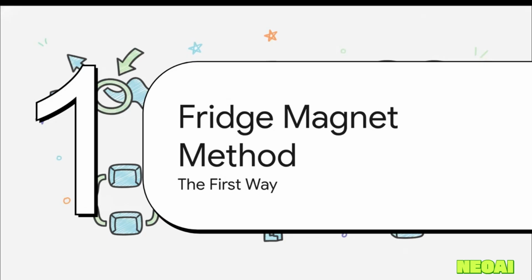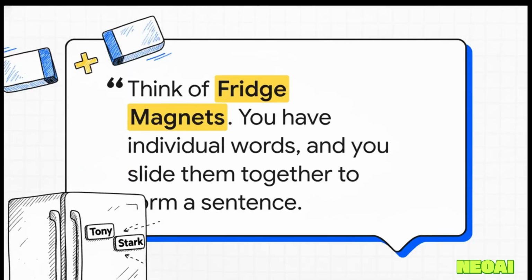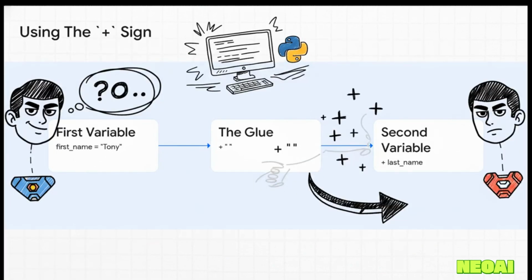Okay, so this first technique, we're going to call it the fridge magnet method. It's probably the most intuitive way to think about combining words, and honestly, it works pretty much just like it sounds. Just picture it. You've got those little word magnets on your fridge for Tony and Stark. What do you do? You just slide them right next to each other to form the name. Well, in Python, the plus sign does the exact same thing. It's the glue that sticks our word magnets together. Let's walk through the code.